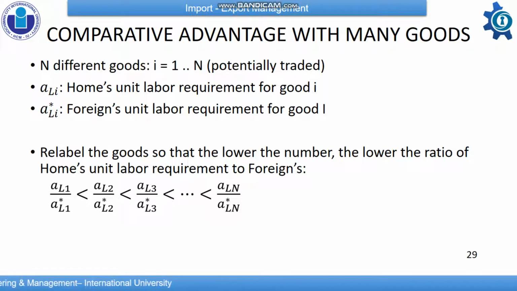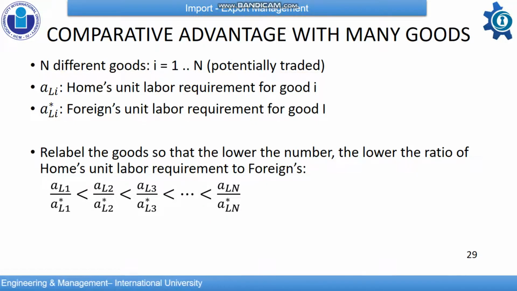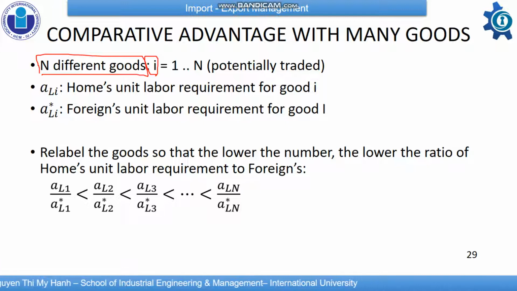In the last lessons, we already discussed the model in which only two goods are produced and consumed. But to move closer to reality, it is necessary for us to understand how comparative advantage functions in a model with a larger number of goods. So instead of two products, we will consider n different goods in this model, with the notation i belongs to 1 to n. So we have n potentially traded products.